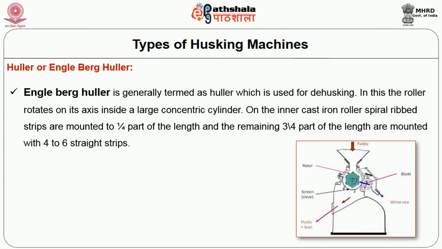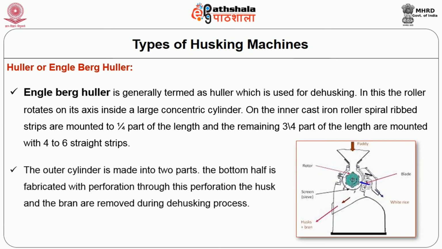In this, the roller rotates on its axis inside a larger concentric cylinder. On the inner cast iron, spiral ribbed strips are mounted on 1/4 of the length, and the remaining 3/4 of the length is mounted with 4 to 6 straight strips. The outer cylinder is made in two parts. The bottom half is fabricated with perforations. Through these perforations, the husk and the bran are removed during the dehusking process.